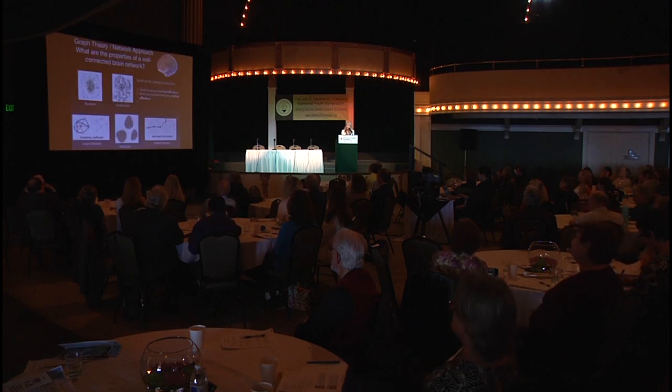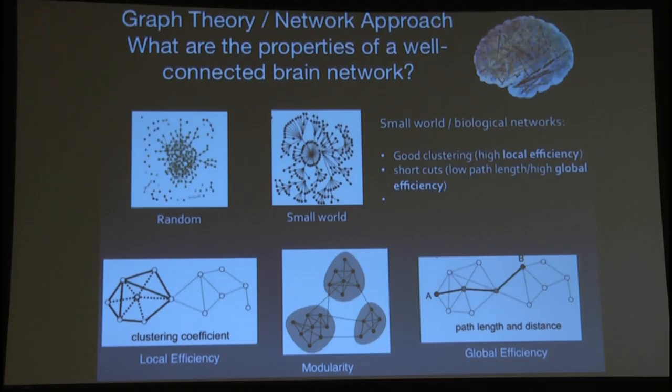Well, there are ways that we can look at connectivity structures throughout the brain and look at patterns of connectivity that are associated with a well-connected brain, with a brain that works well. A well-connected brain is not a brain where things are connected randomly or where everything is connected to everything. A well-connected brain has very specific properties. And one of them is modularity.